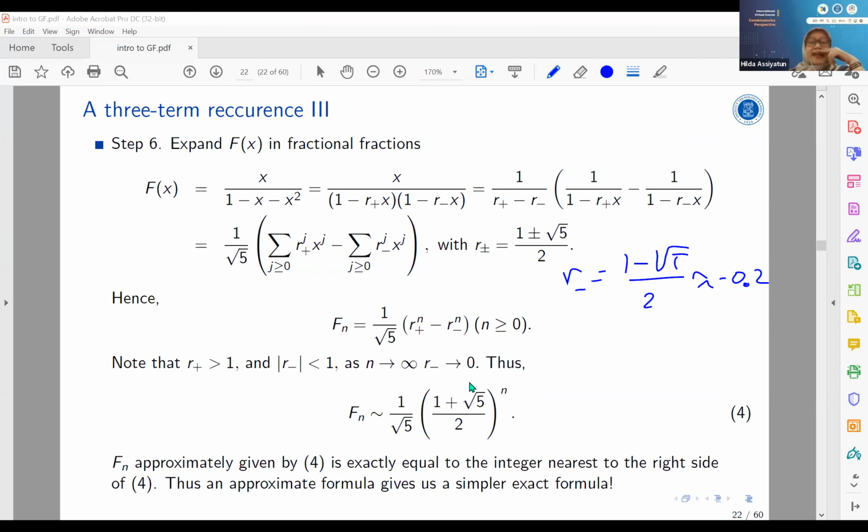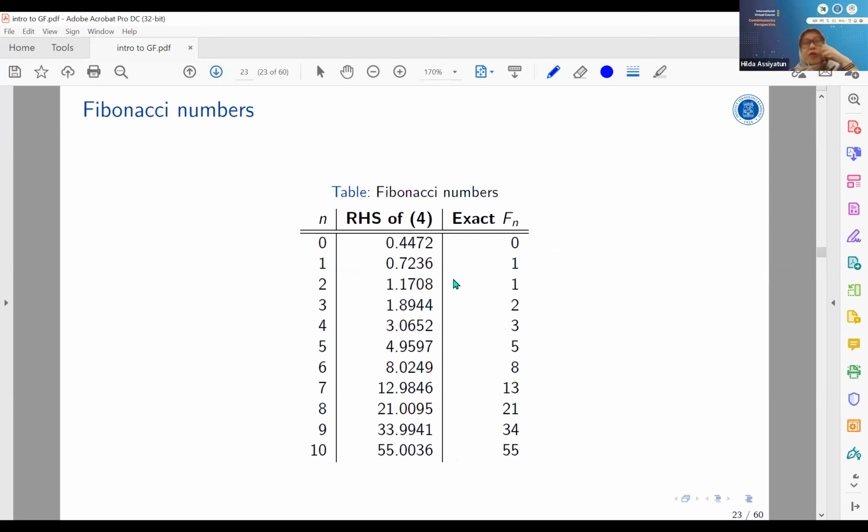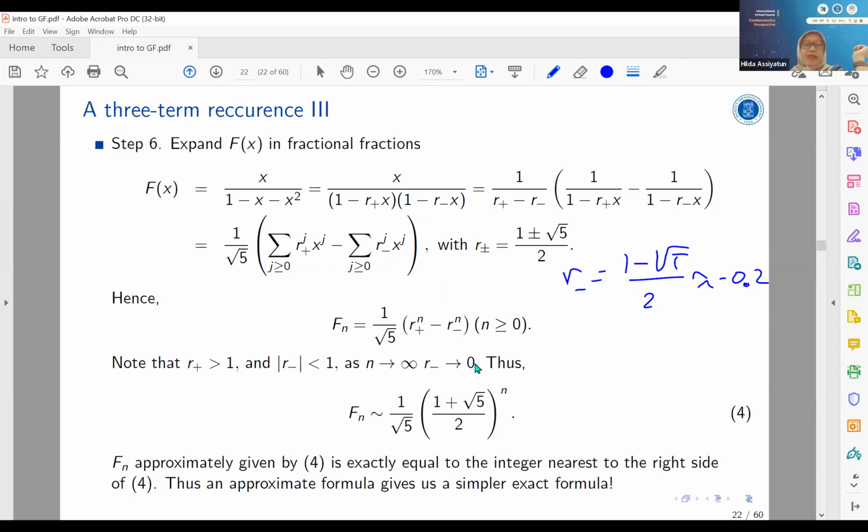Right, because this is much simpler, but we will obtain a very good approximation, rounded to the same exact value. This is because this term is actually very small. As n goes to infinity, this term is very small.